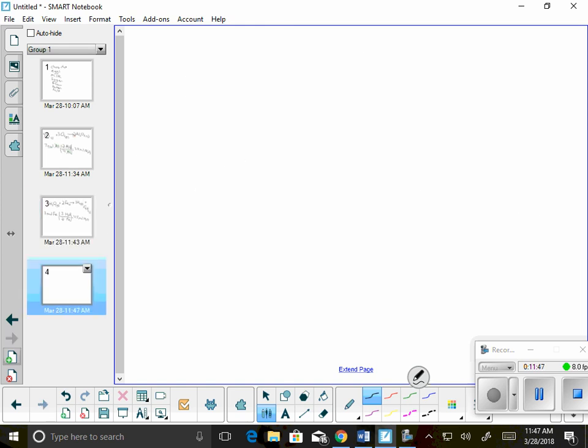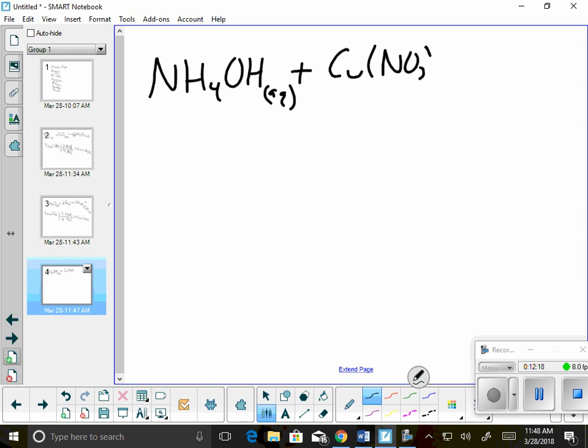All right, now let's get some real good stuff here. How many moles of ammonium hydroxide? Well, let's figure out the formula of ammonium hydroxide. NH4OH. Reacts completely with copper 2 nitrate. What's the formula for copper 2 nitrate? Cu(NO3)2.